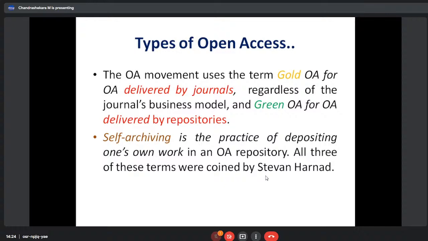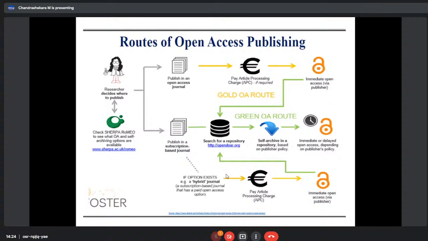And self-archiving is a third concept, a model. It is the practice of depositing one's own work in an OA repository. All three of these terms were coined by Stephen Harnad. These are the roots of open access publishing.